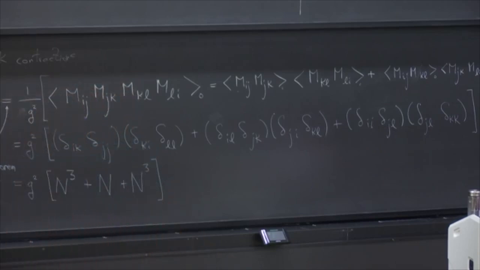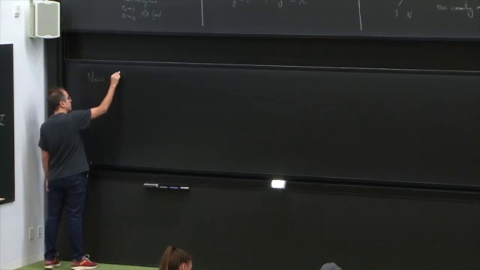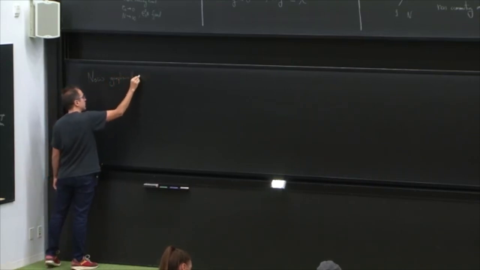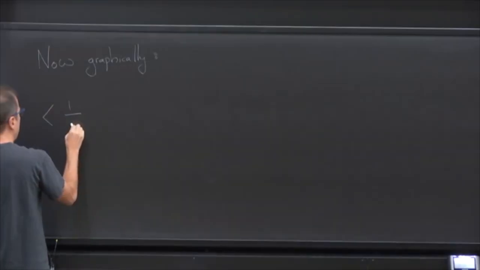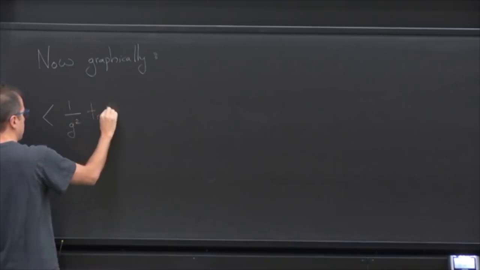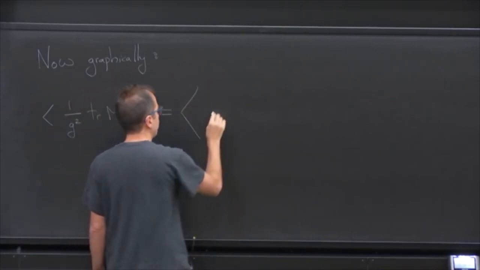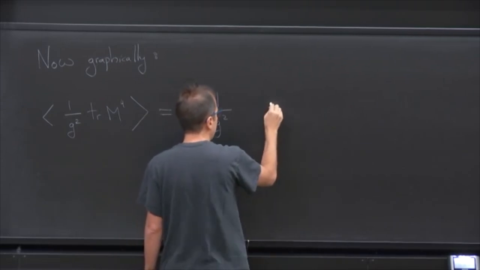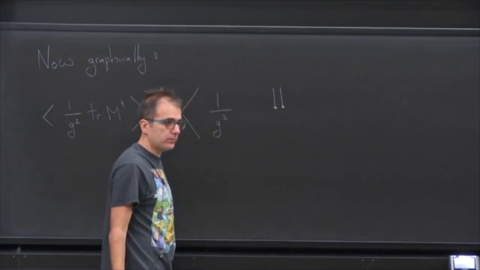Okay. Now, let's see graphically what we just did. Let's draw these diagrams corresponding to these contractions. So now we repeat the same graphically. So we have the expectation value of 1 over g squared trace m to the 4. And this would be the expectation value of 1 over g squared, and then trace of m, I write like this. If this is m, with the 2 indices of m, right?